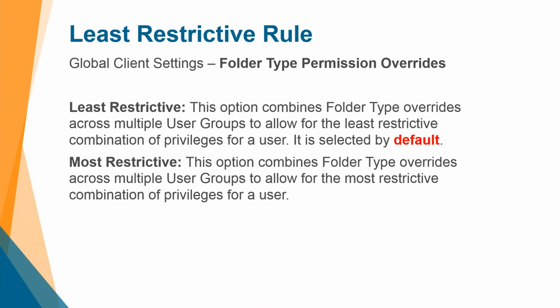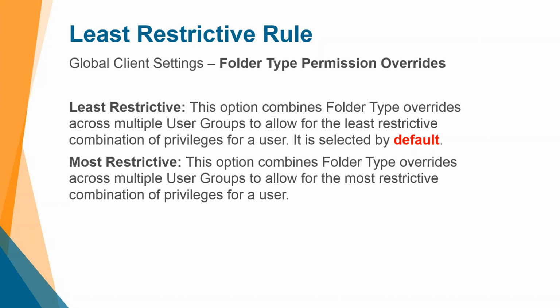This option combines folder type overrides across multiple user groups to allow for the least restrictive combination of privileges per user. Once again, folder type permission overrides are set least restrictive by default. If you want to switch it around, and let's say in your environment you want to set it up in a different manner, you can switch to most restrictive, and this option combines folder type overrides across multiple user groups to allow for the most restrictive combination of privileges for a user.